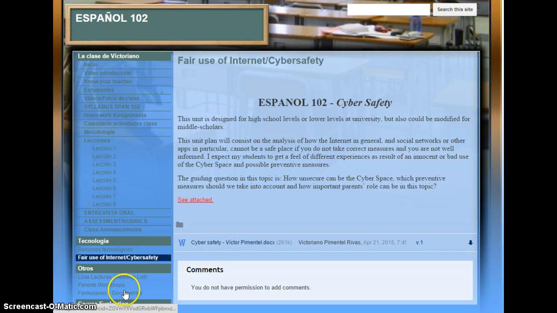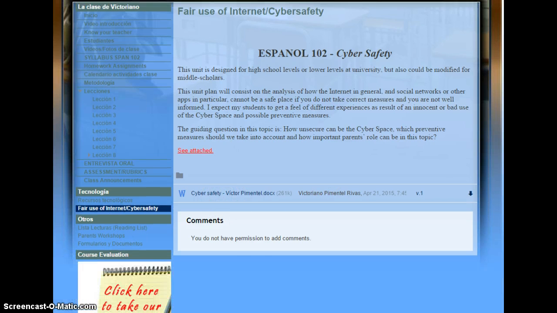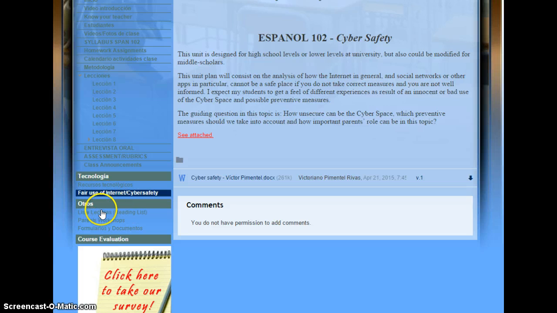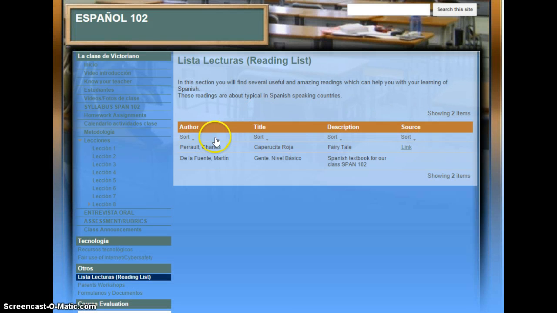I touch here document. Others, here I put a reading list. Here is a database that I can modify, just adding new books we are using in the class, or also some other tales or books we consider interesting for our students. Here the link to go to see the tale.